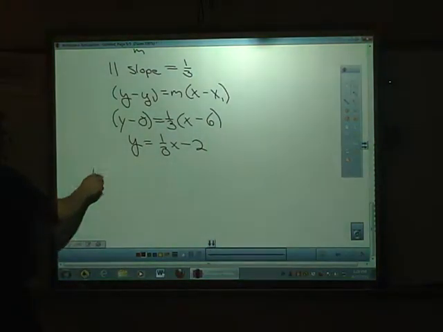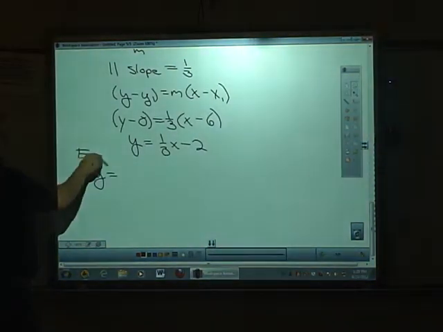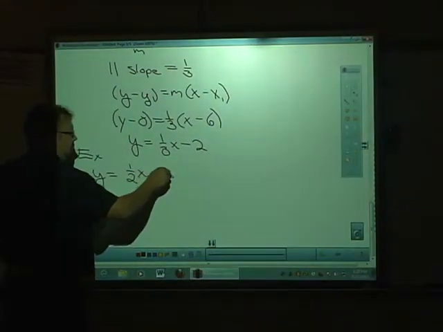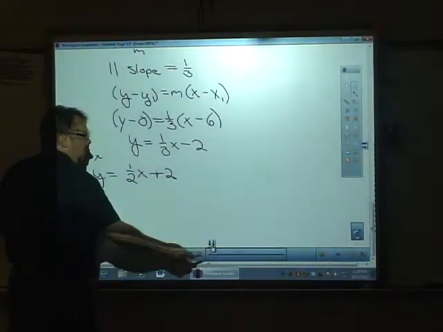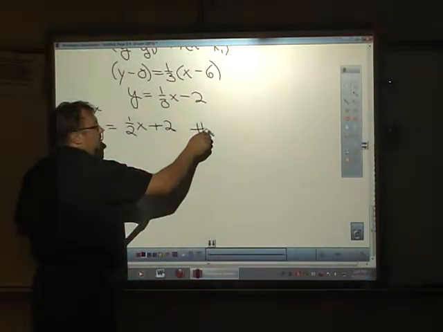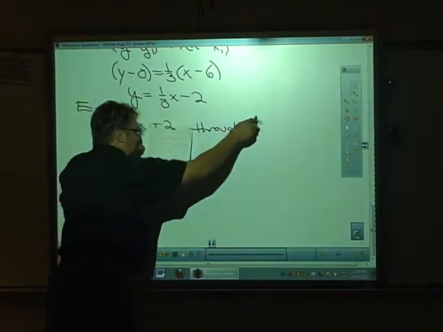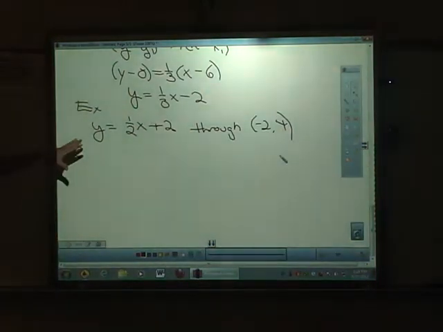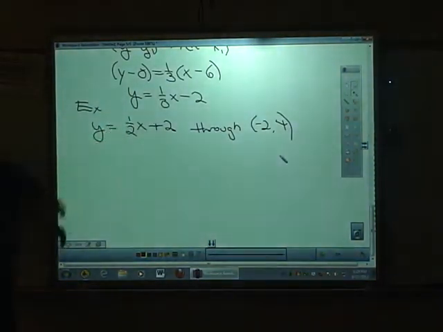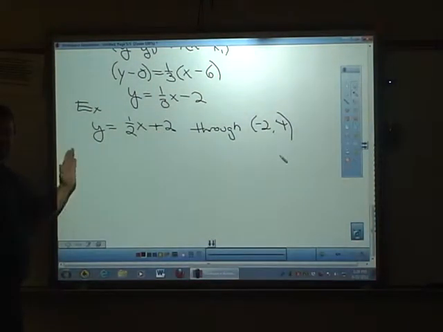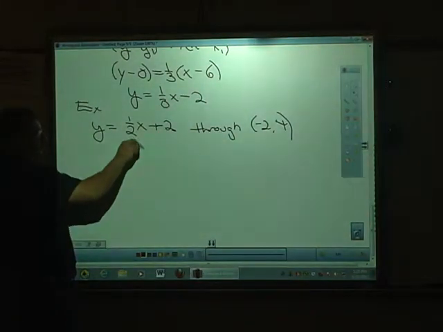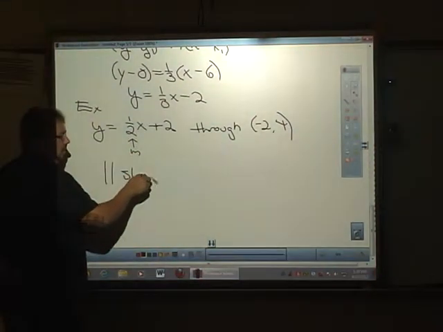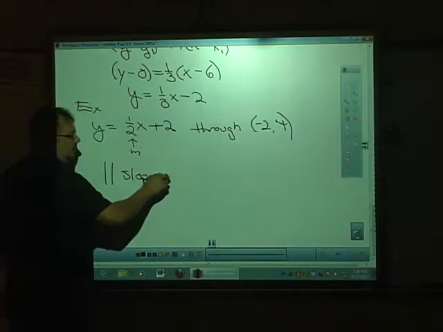Let's say our equation, for my next example, is y = 1/2 x + 2. I want to draw the parallel line through this point here, which is (-2, 4). So I'm drawing a line parallel to this equation through that point. What's the slope of this? Well, the slope is here. It's 1/2. So the parallel slope is also 1/2.